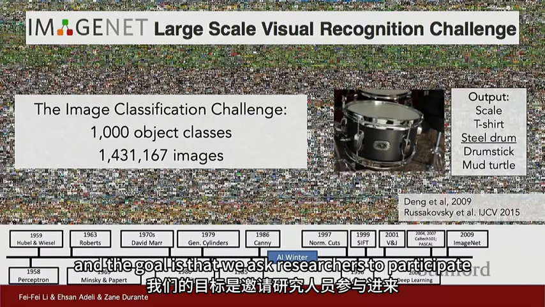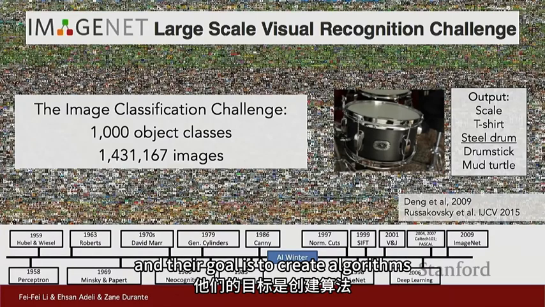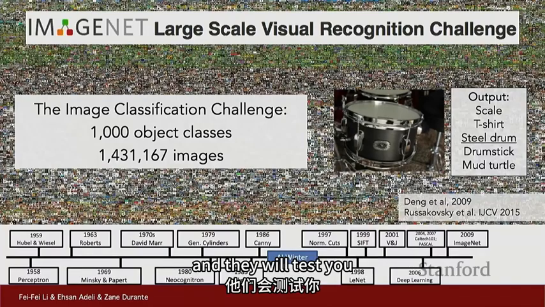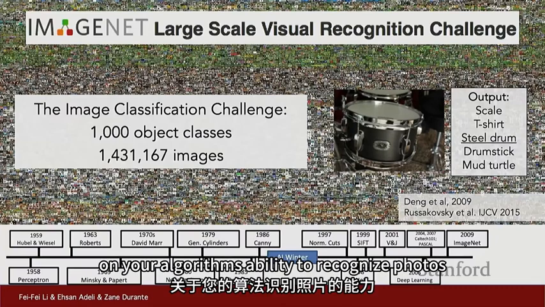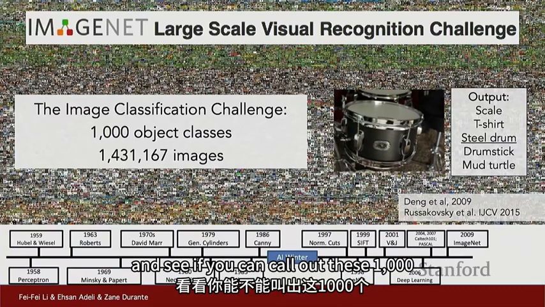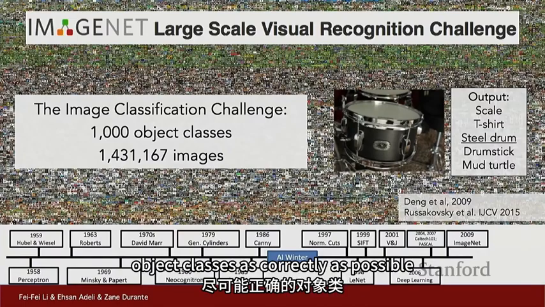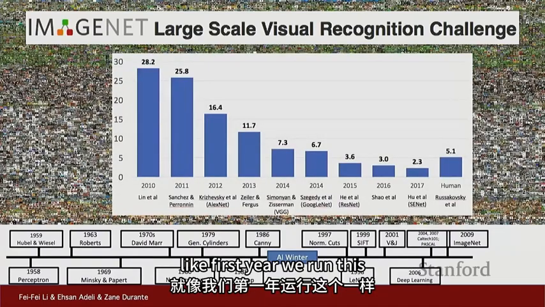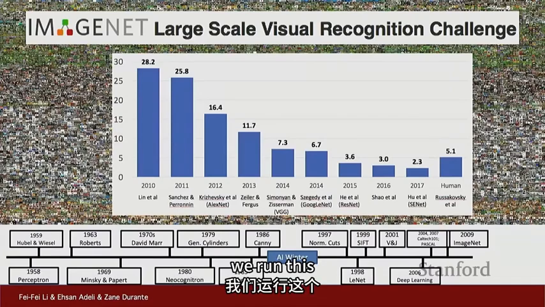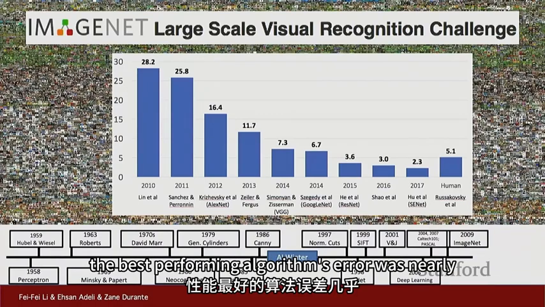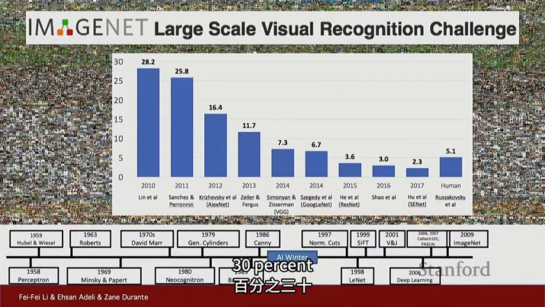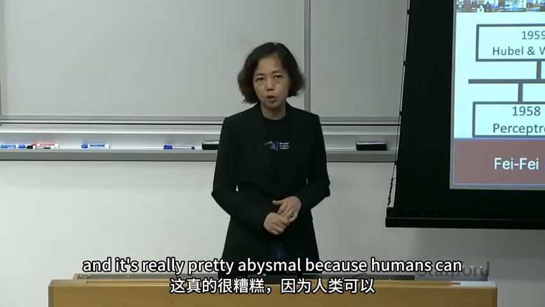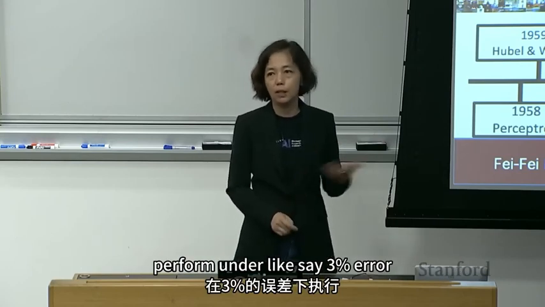The goal is that we ask researchers to participate, and their goal is to create algorithms. It doesn't matter which kind of algorithms, and then we test your algorithm's ability to recognize photos and see if you can call out these 1,000 object classes as correctly as possible. And here are the errors. The first year we ran this competition, the best performing algorithm's error was nearly 30%. That's pretty abysmal, because humans can perform under, say, 3% error.